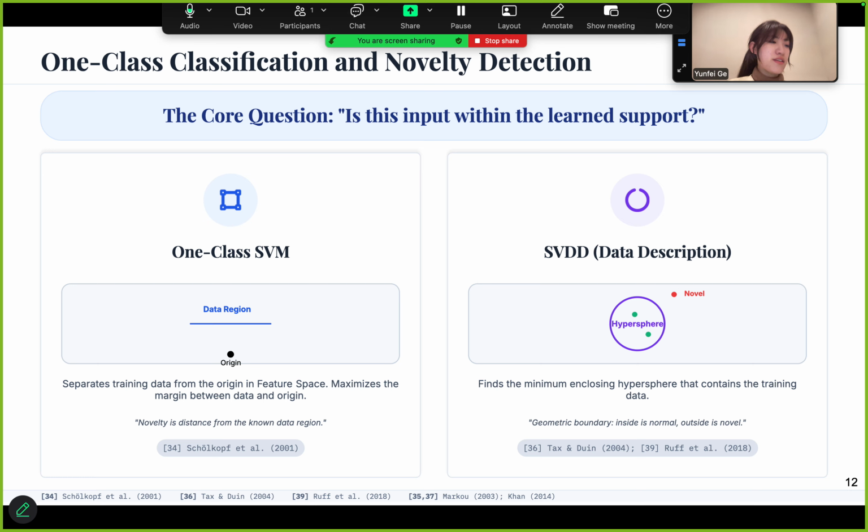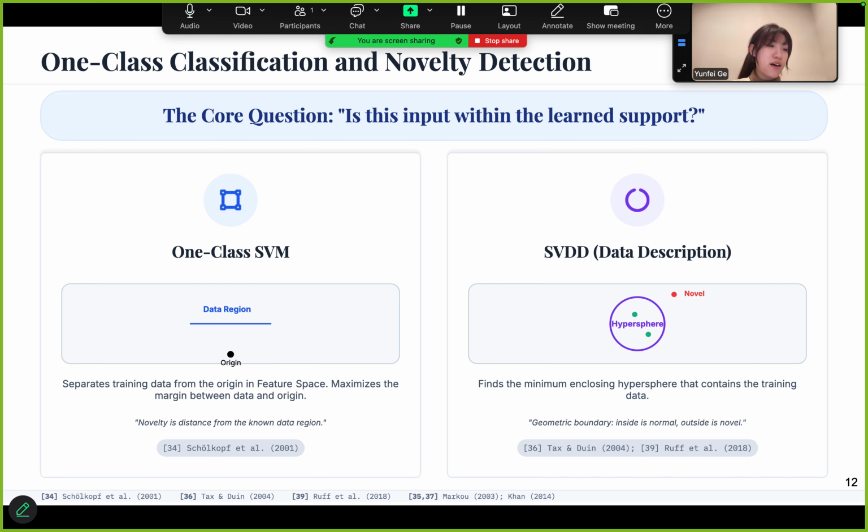One-class classification learns a description of the training data support in feature space. The 2 classical tools are the one-class SVM and SVDD, support vector data description. One-class SVM separates the training data from the origin in a kernel feature space. SVDD finds the minimum enclosing hypersphere around the training data. In both cases, the boundary defines what normal looks like. Inputs inside are accepted. Inputs outside are rejected as novel.